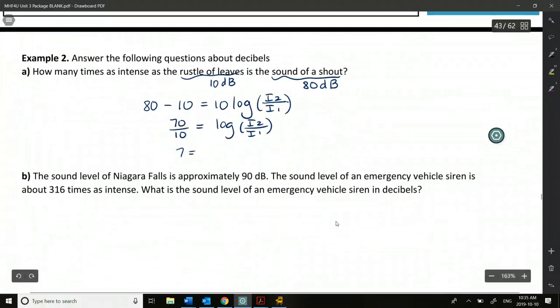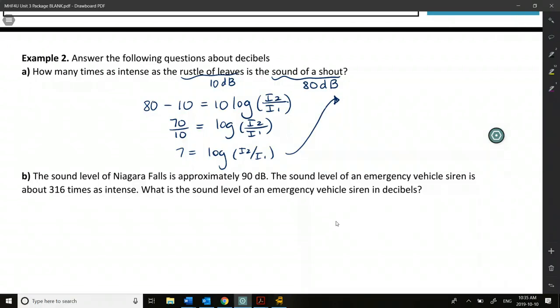Okay, so we get 7 equals the log of intensity 2 over intensity 1. And how do we solve for I2 over I1 here? How do I get that out of the logarithm? What's that, Jeremy? No, we can't divide out of a logarithm like that. It'll give you 10 to the power of 7 equals I2 over I1.